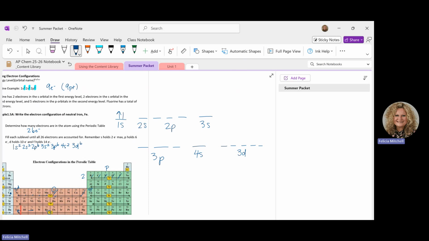So then I'm going to do my arrows. Up, down for 1s, up, down for 2s. How do I know? It's 2p6. Up, down, up, down, up, down. 3s, up, down. 3p, up, down, up, down, up, down. 4s2, up, down. Now I'm going to come over here. 3d held 6. 1, 2, 3, 4, 5, 6. There's 4 unpaired electrons. Unpaired electrons are active. That is why iron is very magnetic, okay? You'll hear talk of unpaired electrons and how that makes things magnetic.